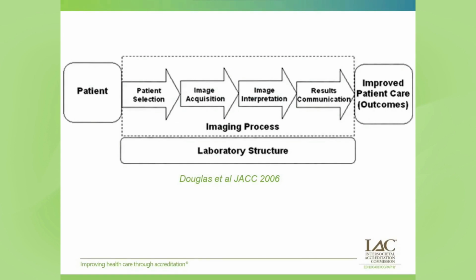Well, in 2006, Douglas et al. proposed a model for achieving quality in cardiovascular imaging consisting of 4 distinct domains of process that affect clinical outcome. This starts with patient selection, image acquisition, image interpretation, and results communication. Elements of the laboratory structure, including your equipment, staffing, protocols, and your infrastructure, influence these and also support these 4 process domains. The first phase of assessing quality is to ensure appropriate patient selection, or look at the appropriateness of the test that's ordered. You should ask yourself, how will the exam affect medical decision-making, and will it lead to a quantifiable patient benefit?